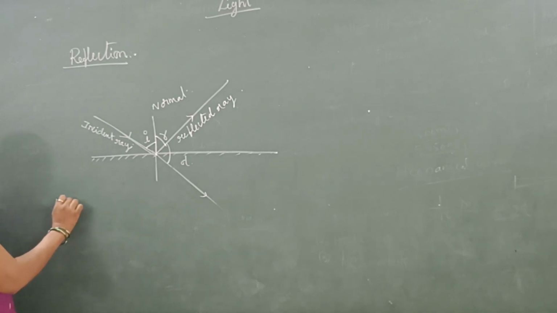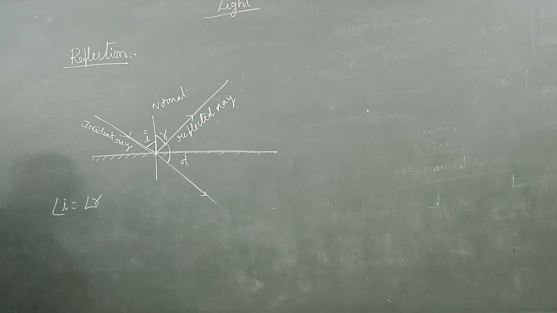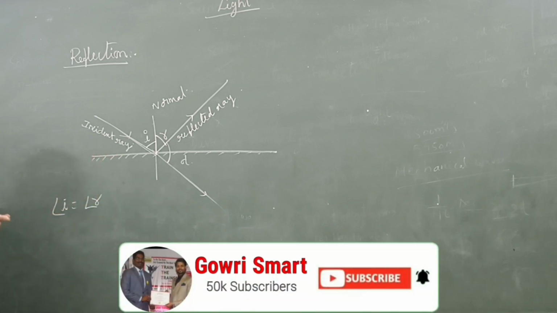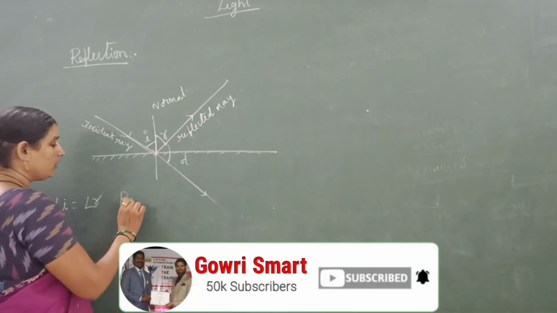Angle i is equal to angle r. This is one of the laws of reflection when regular reflection takes place.